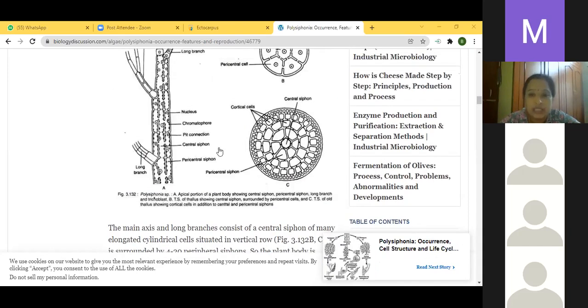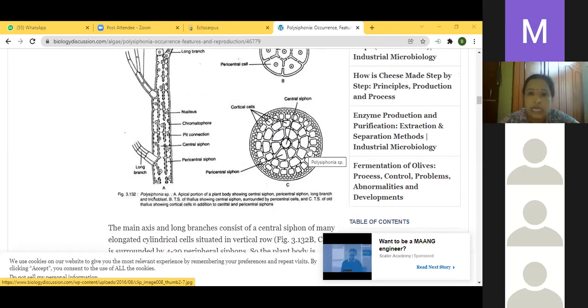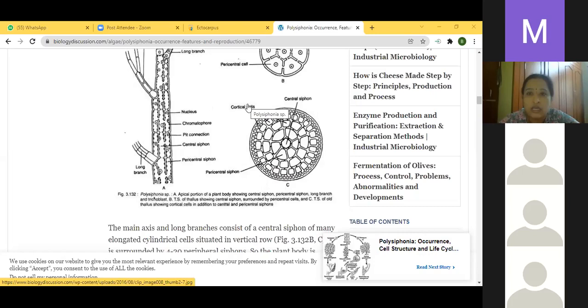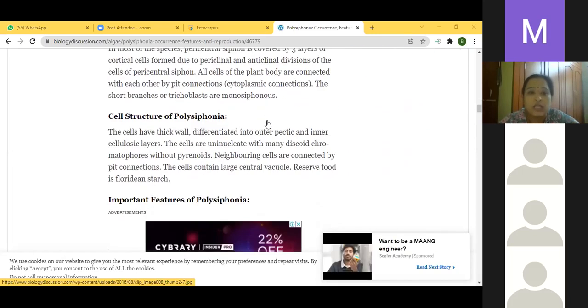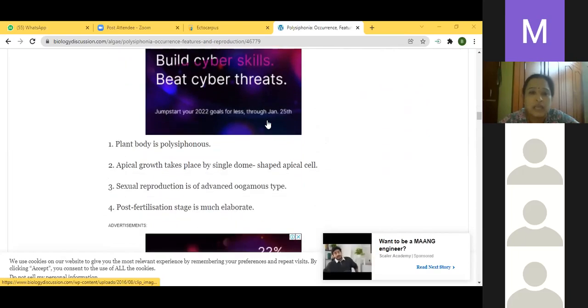And each and every, see the total plant body like this. First, the central cells are present, surrounding them the pericentral 20 to 40. After that, cortical cells; each and every cell is connected, and in between the pits are also present. See in this one, these two have a link, no? That link is called a pit. That's why the plant body is called Polysiphonia. The plant body is named like that.